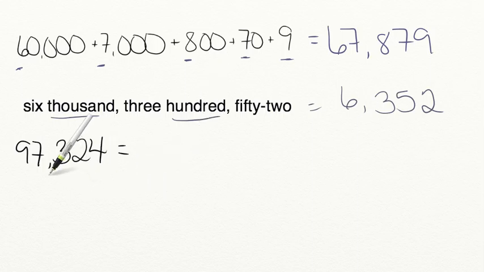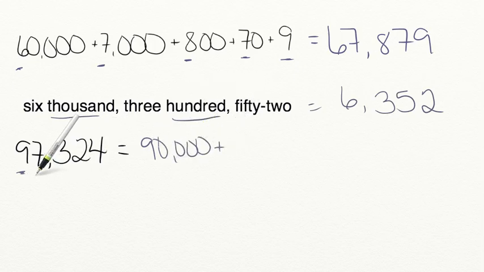Are you ready to try another? We have 97,324. I want you to expand this number, writing out each place value, just like you see in this problem above. Let's go ahead and begin. We have a 9 in the 10,000s place, so that means that we have 9 times 10,000, which will be 90,000.